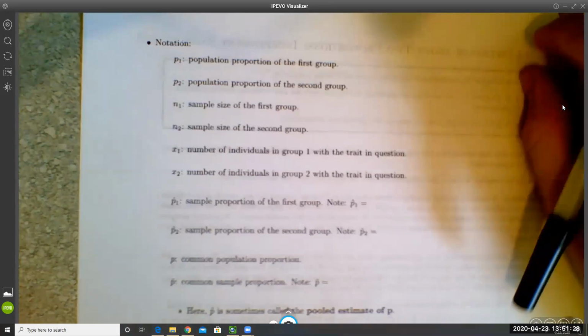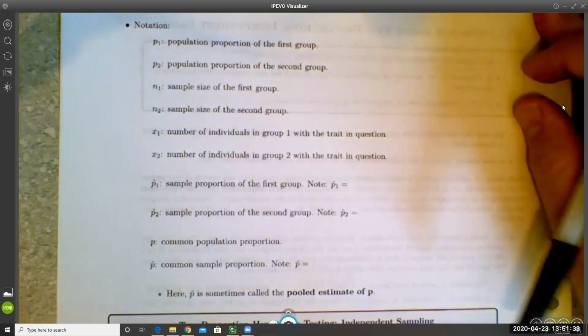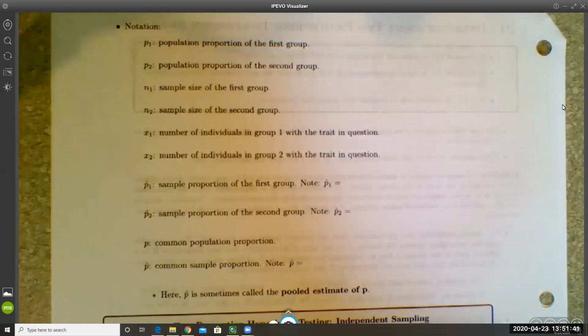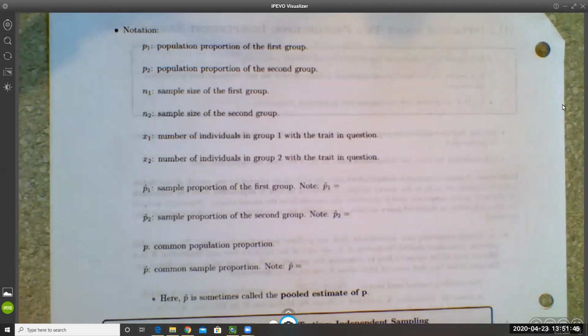Okay, so with that in mind, now here's some notation that we're gonna use. It may look like a long, scary list, but it's not really all that scary. You already know what P and N and X stand for. Now we're just using subscripts 1 and 2 to differentiate between the first and second groups in the study.